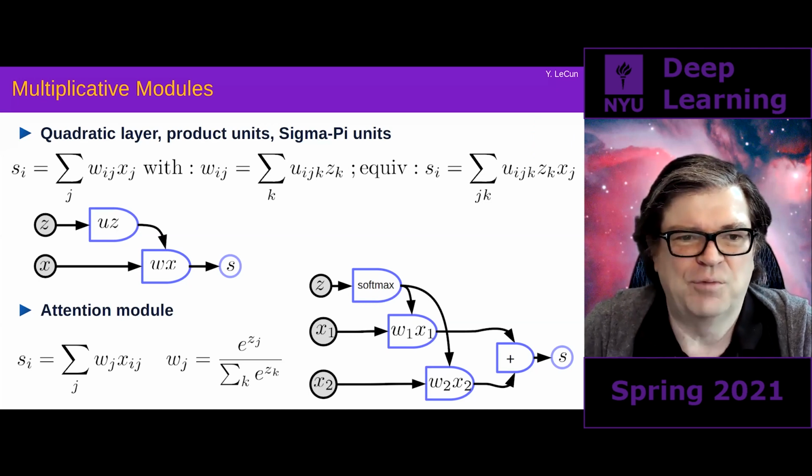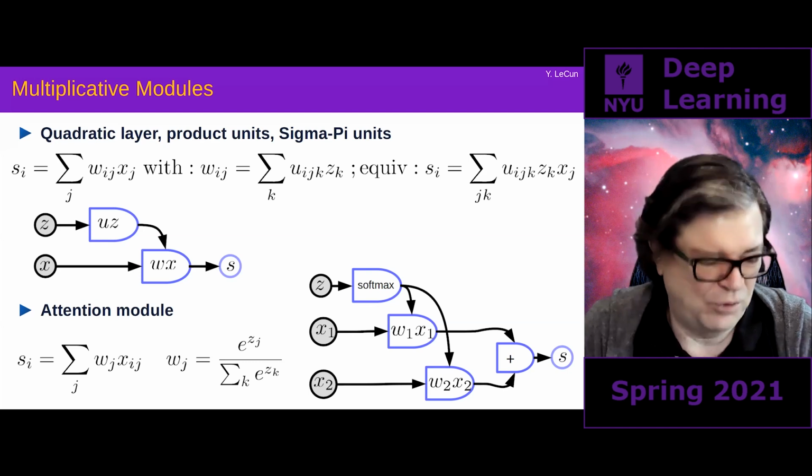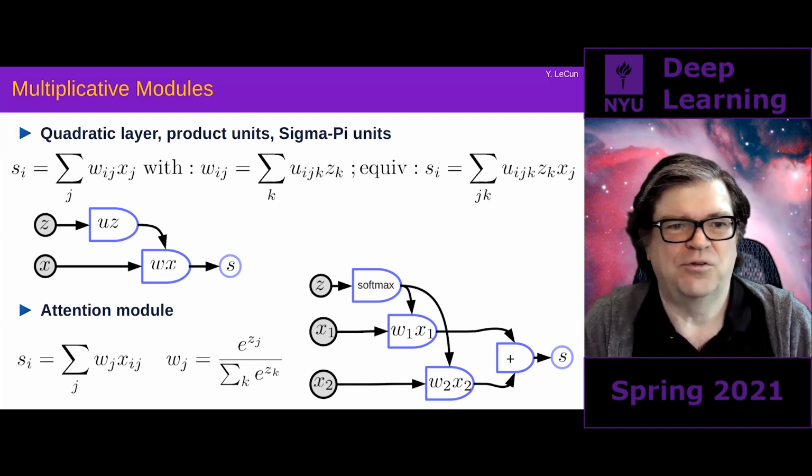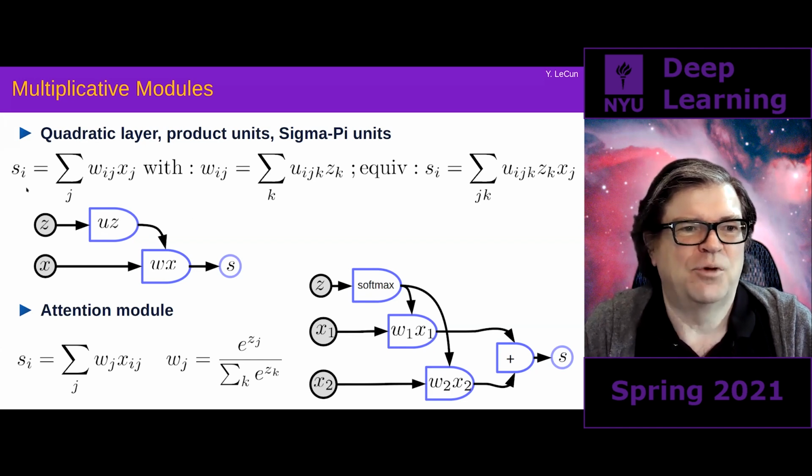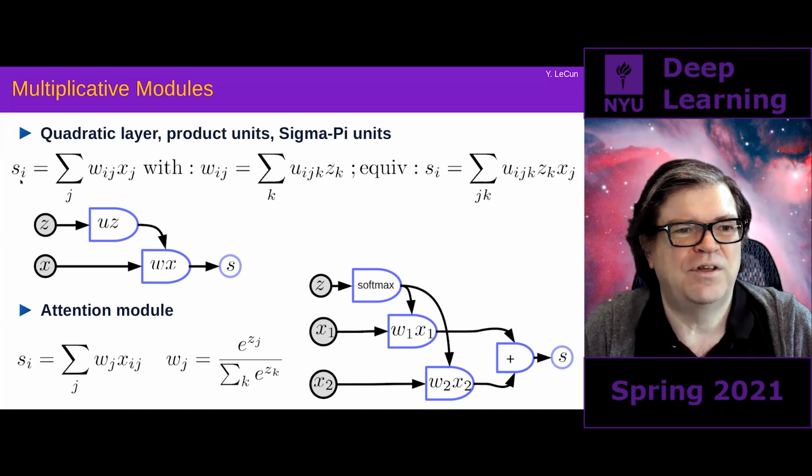But here is another set of modules that are quite different from what we just talked about. Those are kind of quadratic modules, if you want. Okay, so here's an example of a quadratic module. It's a module where the ith output is a weighted sum. So here, this is a linear module, right, where we compute just a weighted sum of inputs.